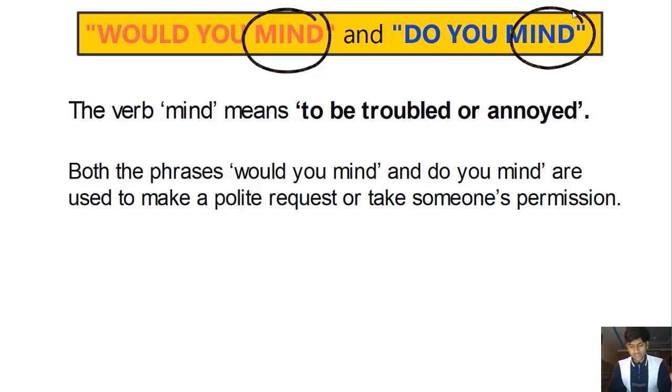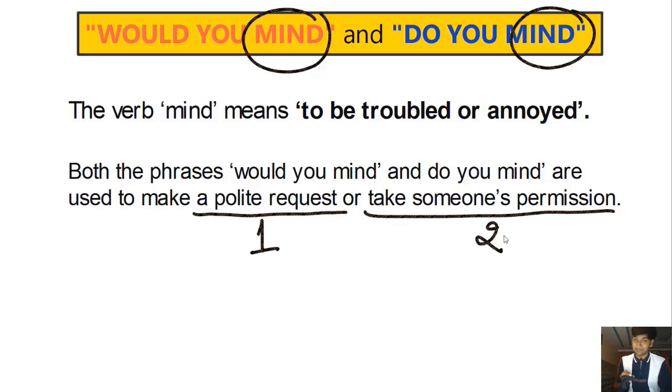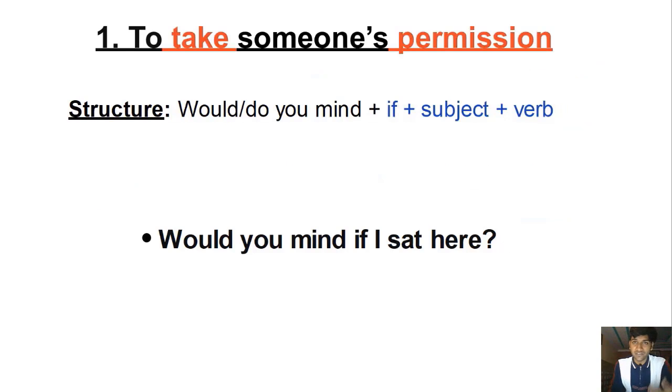All right, so we use these expressions, we use these phrases in three different situations, right? Number one, to make a polite request. Number two, to take someone's permission, that too very politely. And number three, to give a command. That is also possible, right? To give a command, to give an order. Now, we'll understand all these situations one by one. We'll understand the situations, we'll understand the context, we'll understand the structures, and we'll understand how to use these expressions in these situations. All right, let's start with the very first situation, to take someone's permission.